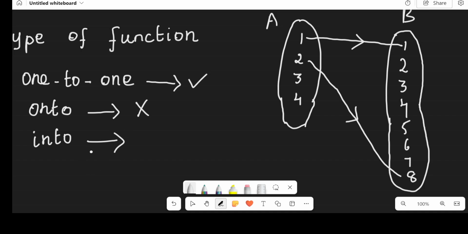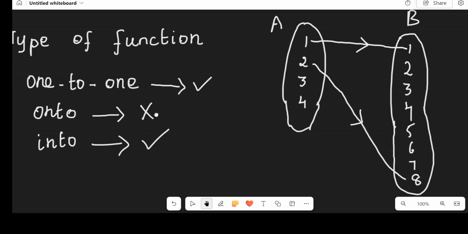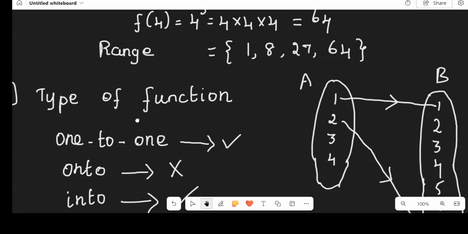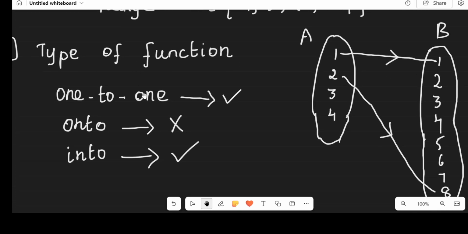But we need to check into function. Into function means if at least one element in the second set is not mapped, then this function is known as into function, right? So in this scenario, this function is into function. So here we have identified the type of the function.